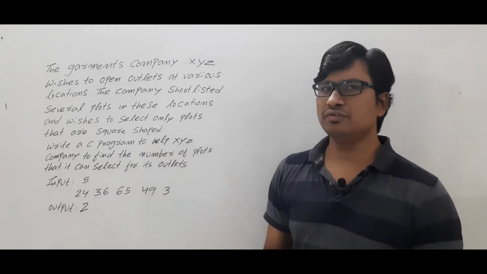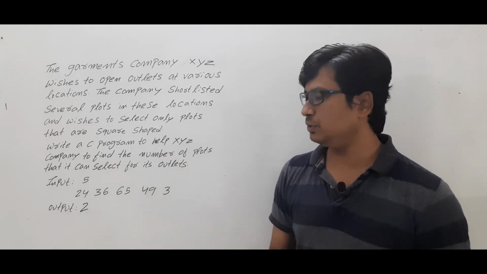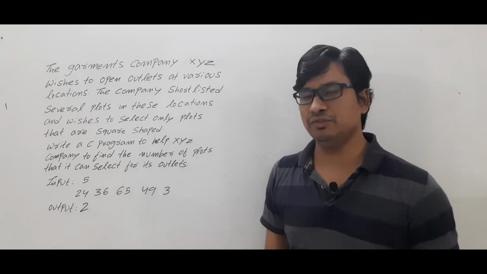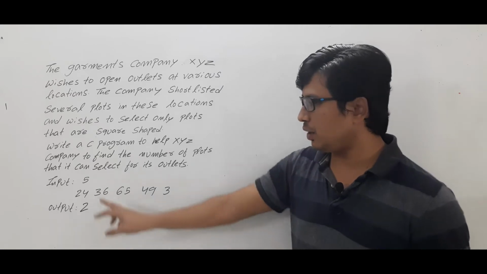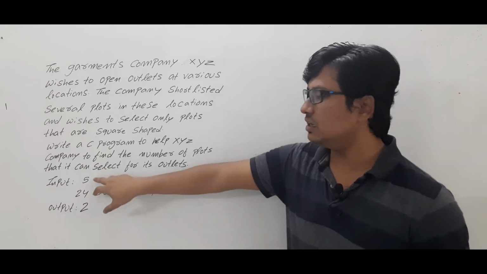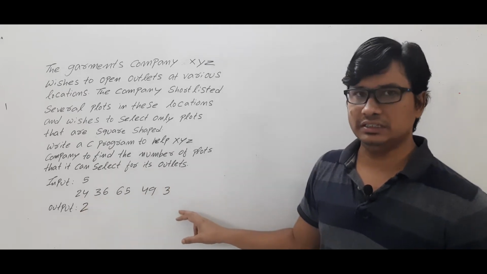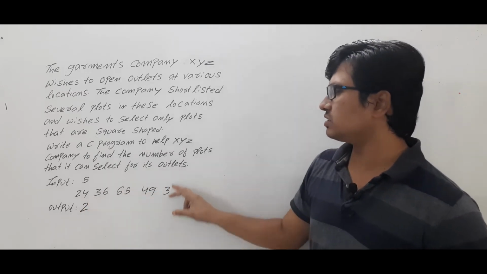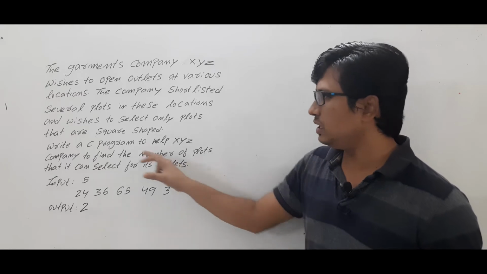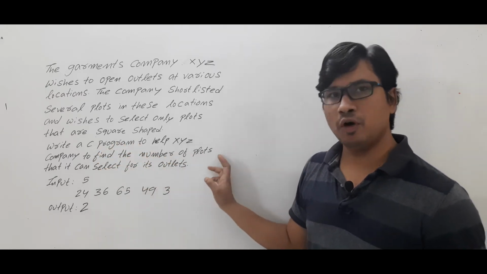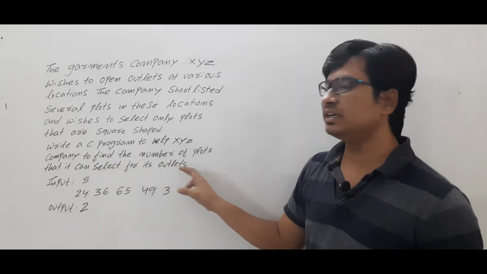Even they have given few information related to the input. Due to space issue, I have not written them. Anyway, I will explain for you. They have told that you have to take two inputs. One is the size of the array and another one is the integer constants. Now, among these integer constants, they are asking us to write a C program to find the number of plots that it can select for its outlets.